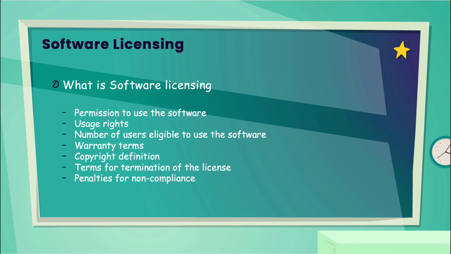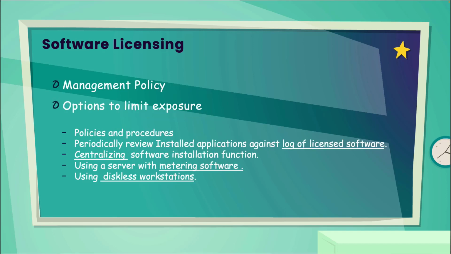A license, by definition, is an agreement between the developer of the software and the user. The license outlines the rules the user has to follow, and in many cases it includes the permission to use the software, usage rights, number of users, warranty terms, copyright definition, terms of termination, and penalties for non-compliance.